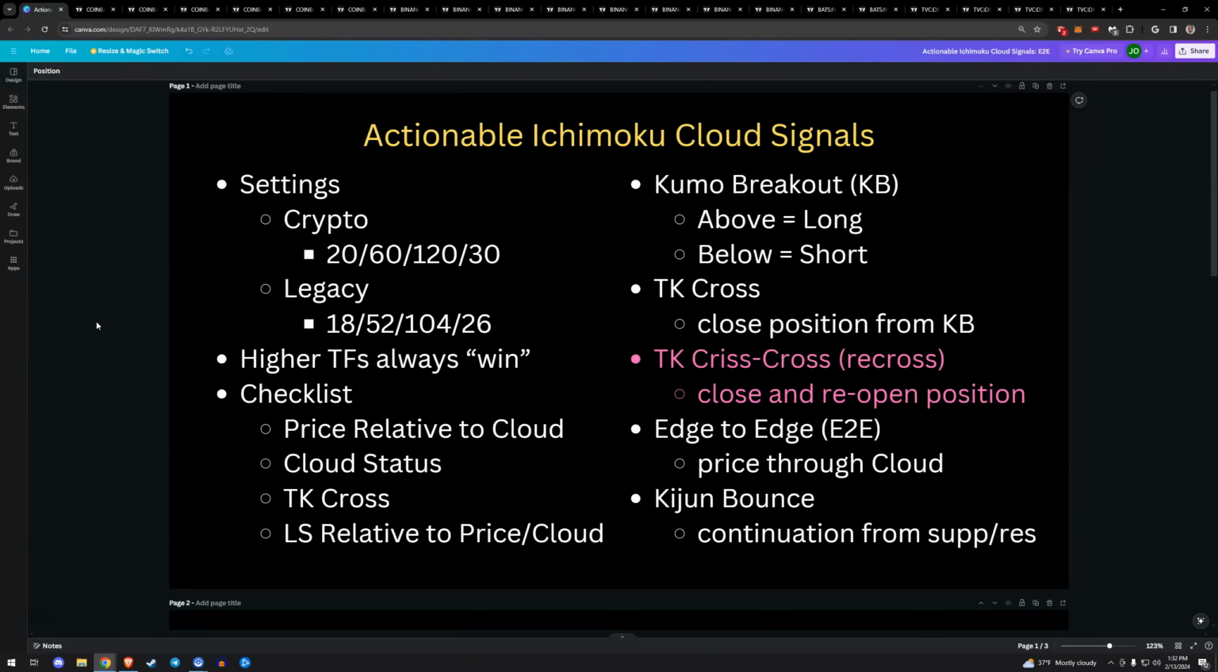Always keep in mind the cloud checklist. Where is price relative to the cloud? Is the cloud bullish or bearish? What is the TK cross telling you? That's what I'm going to talk about today. And lagging span, I don't use ever, so I just don't talk about it.